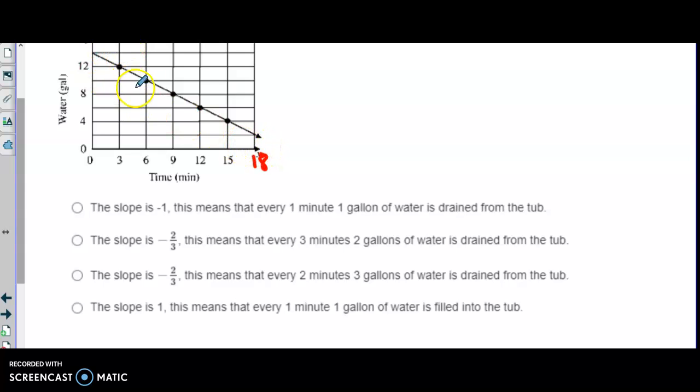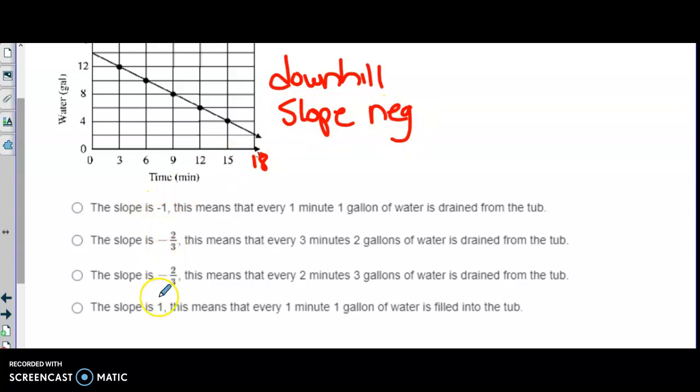And now if we go to find the actual slope, first of all, we know the slope has to be negative because it's going downhill. It's decreasing. So we can look down here and cross out this one because it says the slope is positive and it's not positive. All right, and then we can find the actual slope by doing rise over run.